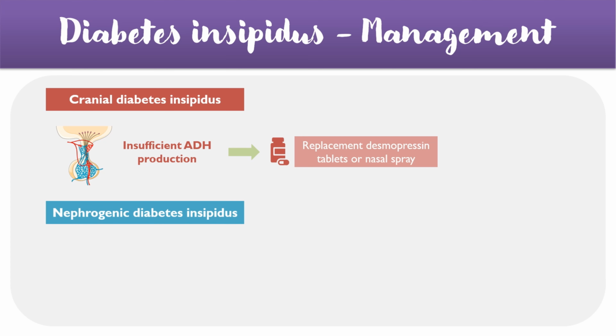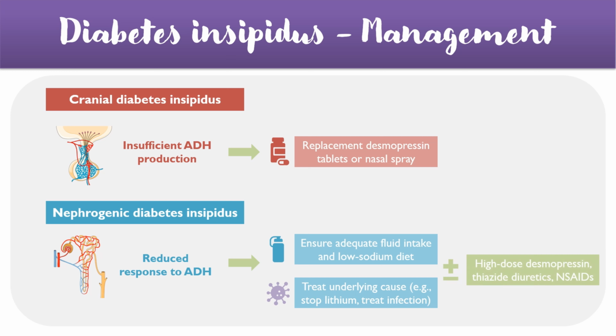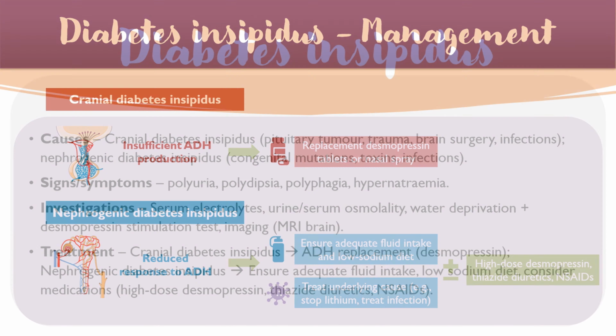In nephrogenic diabetes insipidus, the problem is with the response to the ADH, and this is a bit harder to treat, but we can try measures such as increasing fluid intake and ensuring a low sodium diet, treating the underlying cause, for example stopping nephrotoxic medications or treating infections, and we can also trial desmopressin at a higher dose, as well as some other diuretics, which might help to rectify some of the symptoms.